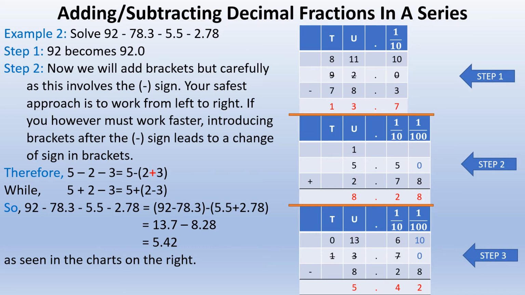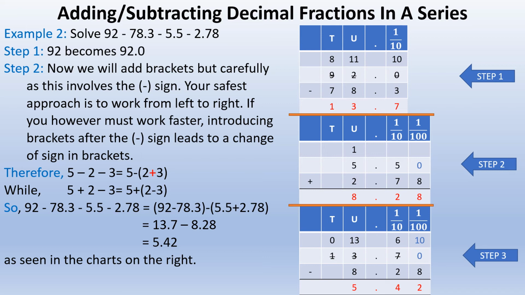All right, now we have to face our very first multiple operational problem: 92 minus 78.3 minus 5.5 minus 2.78. So we have 92 minus 78.3 first, but then 92, we want to change that to decimal form, so it becomes 92.0. Hope it makes sense.